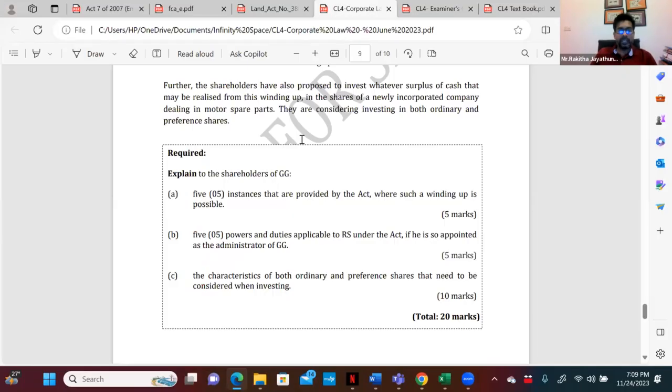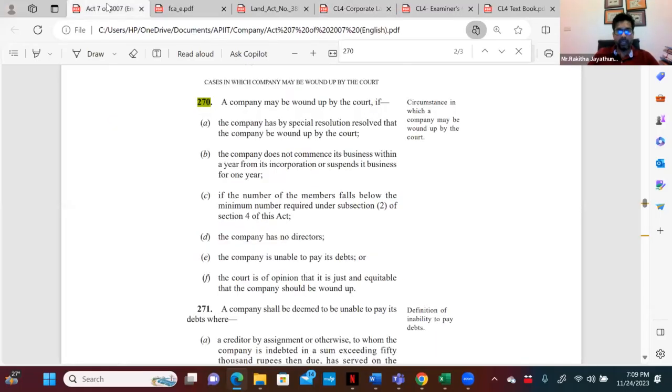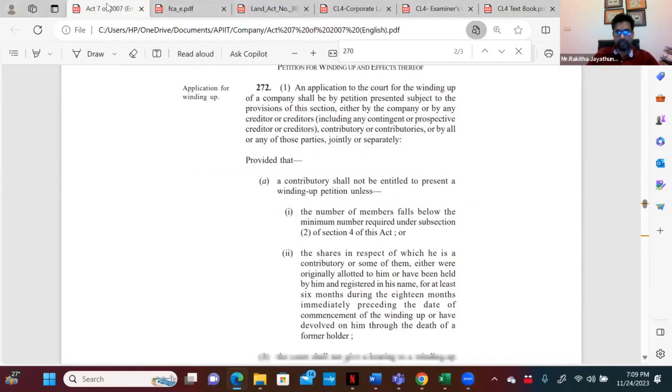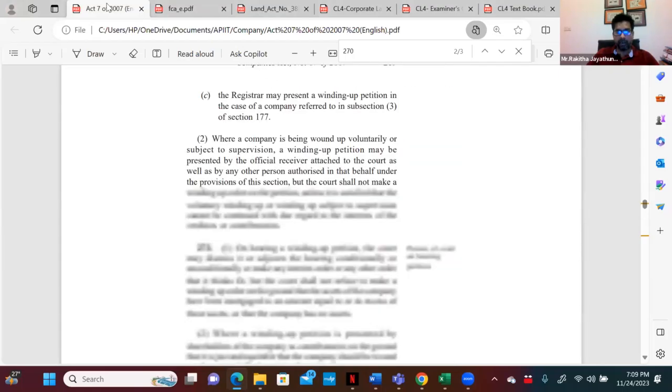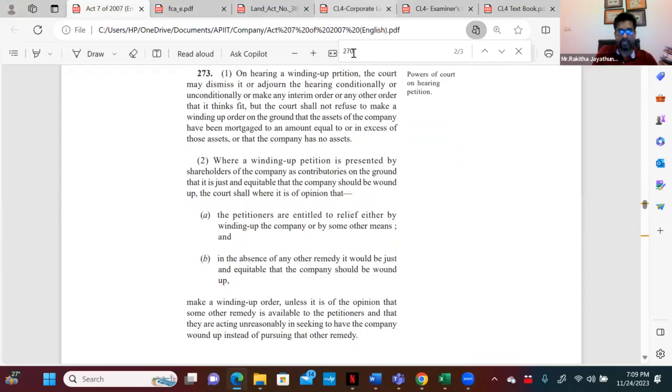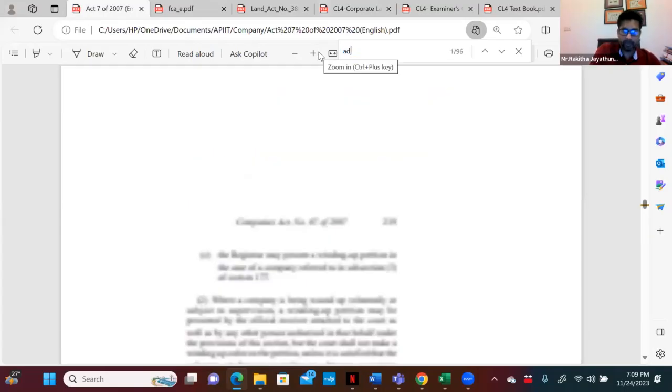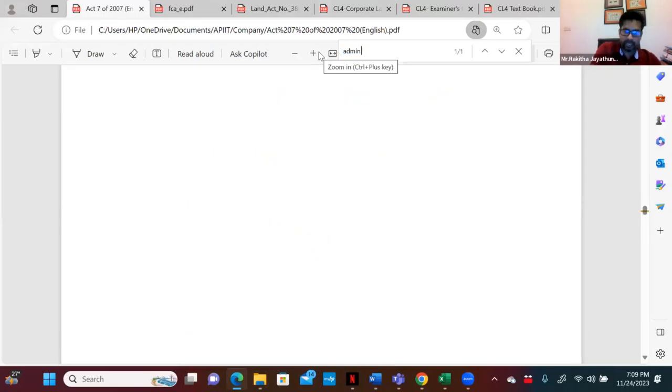Five powers and duties applicable to RS, who is going to be the administrator of this company, if he is so appointed as the administrator of GG. Powers and duties. Again, from where can we locate it? We can find the powers and duties of the administrator from the Companies Act itself. Now, you can't do this at the exam, but to save time, I will search, then it will be easier.